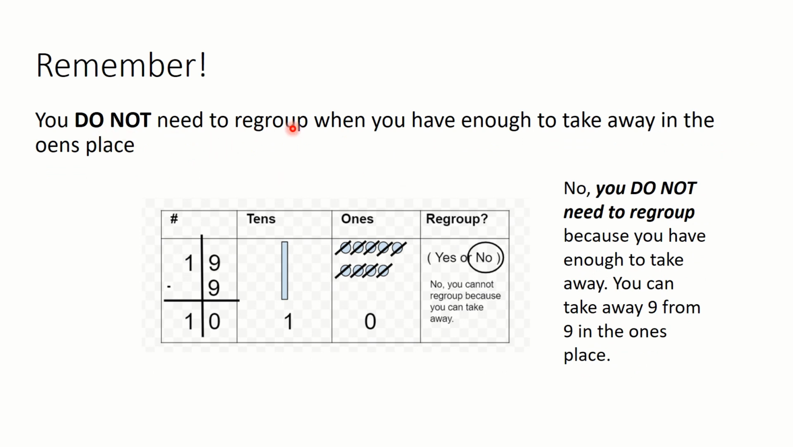And you do not need to regroup when you have enough to take away in the ones place. Oop, that's a typo. Sorry, it should say ones place. In the problem that we saw for 19 minus 9, we had enough to take away 9 because we already had 9 ones cubes. We took away 9, we had the perfect amount. So that means we did not need to regroup. So our answer was 10.